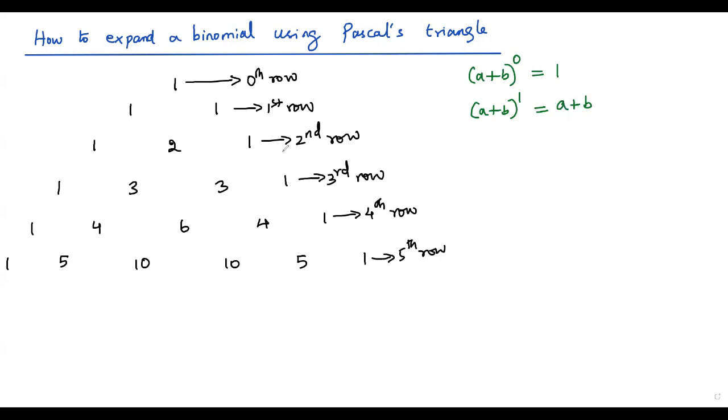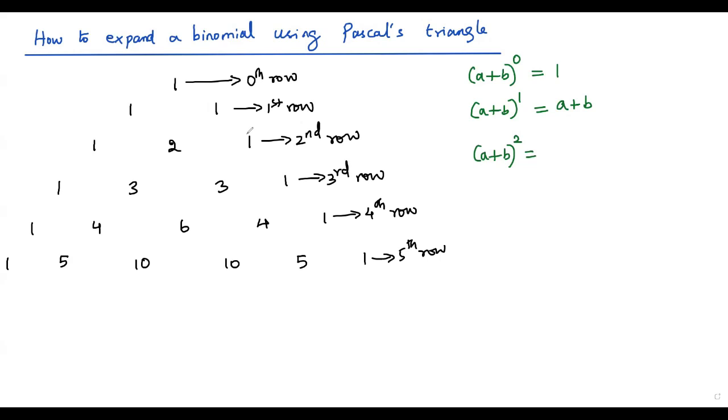Now let's go to the next row, that is the second row. The second row means the exponent of the binomial has to be 2. Then we have A plus B raised to the power of 2. Now in this row, what we have to do is multiply the two terms in the binomial, that is A and B.